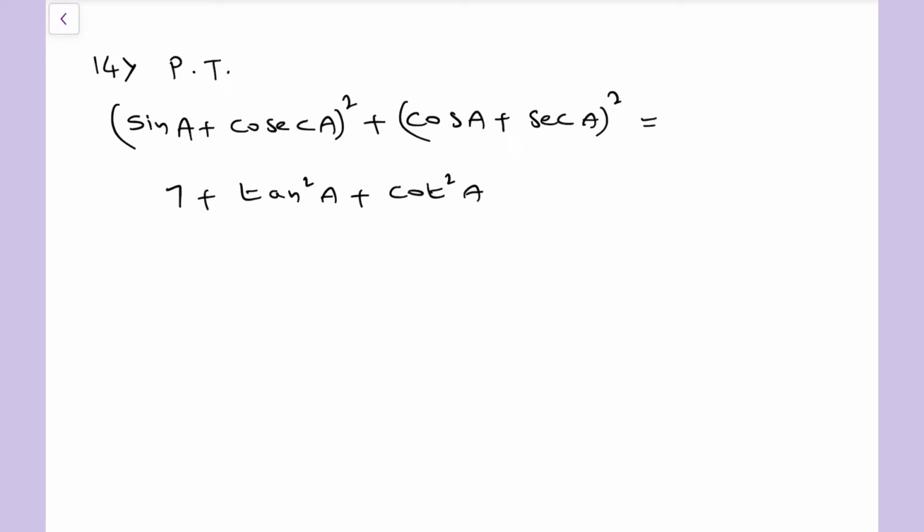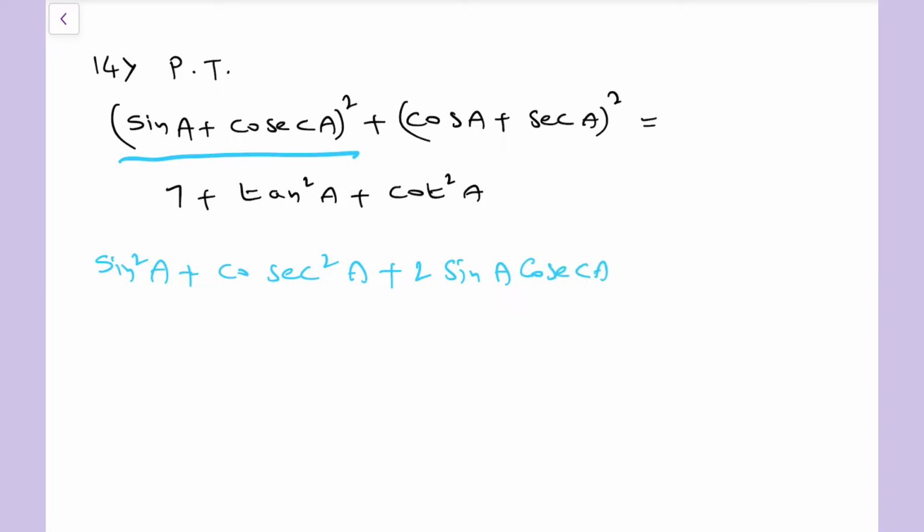First, (sin A plus cosec A) whole square. It is in the form of (a plus b) whole square, right? So if we expand it, we will get sin square A plus cosec square A plus 2 sin A cosec A. That is nothing but (a plus b) whole square equals a square plus b square plus 2ab, that concept. Plus (cos A plus sec A) whole square is also in the form of (a plus b) whole square. So if we expand it, cos square A plus sec square A plus 2 cos A sec A.